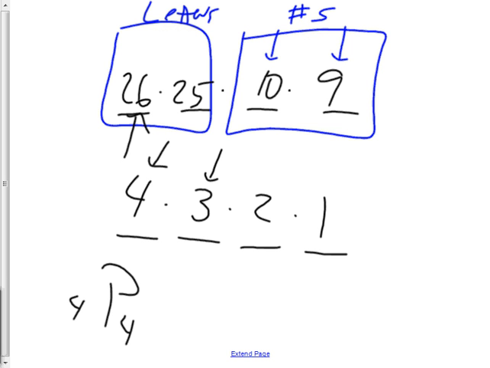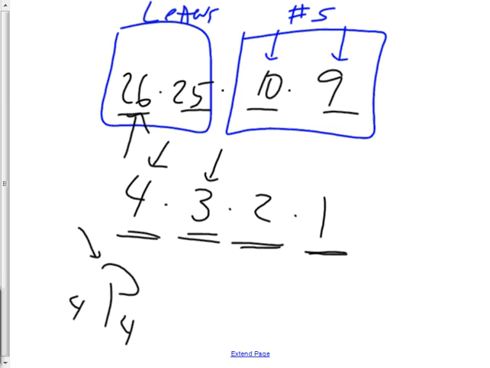4P4. And that was 4 books, and I'm going to care that the order matters, the order patters, remember, and then the 4 is also how many books I'm choosing to take in my groups. I have 4 books, I'm going to choose all 4 of them and put them out on the shelf. 4P4 will be the exact same thing.